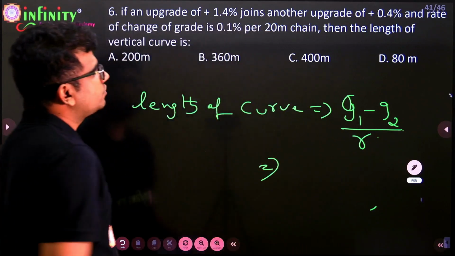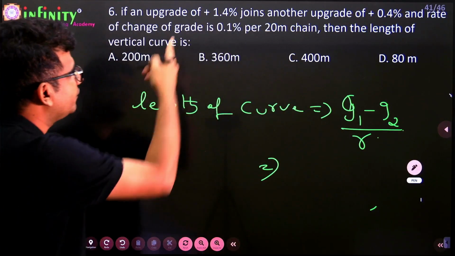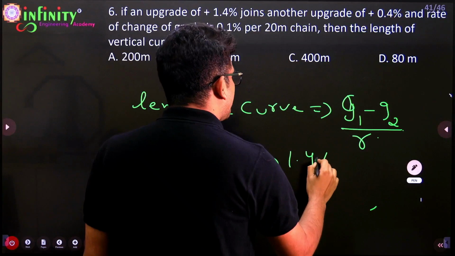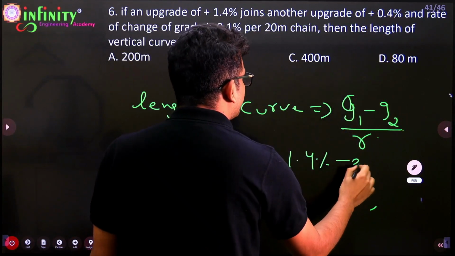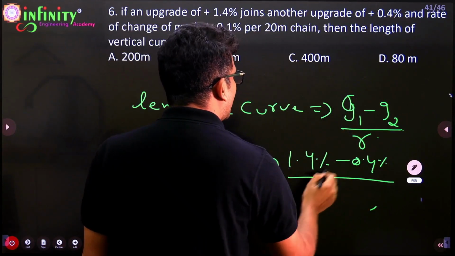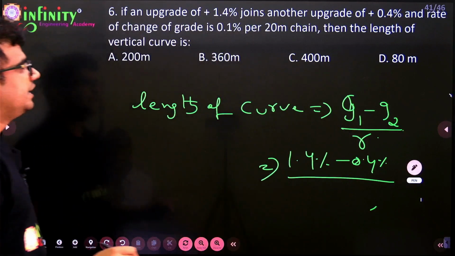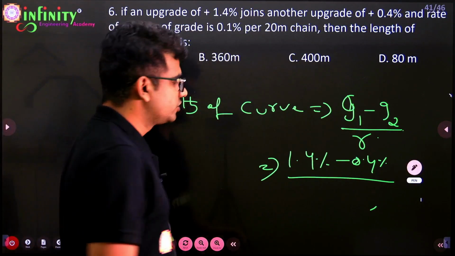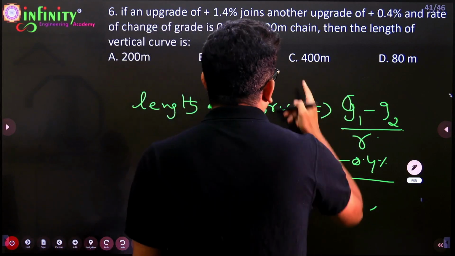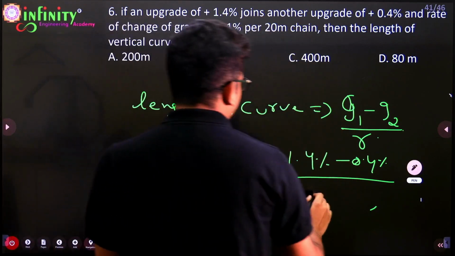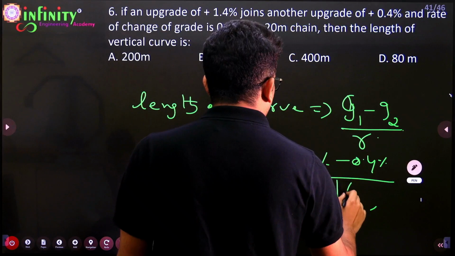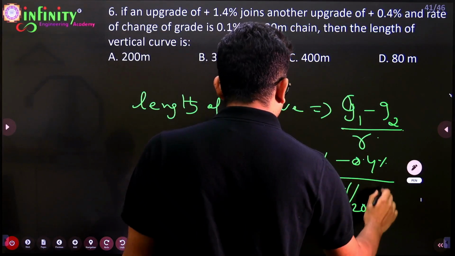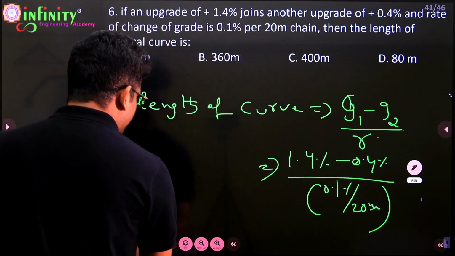So now in this case, G1 is gradient 1, which is 1.4%, minus G2, which is 0.4%, divided by R. R means rate of change of grade. So what is the rate of change of grade? 0.1% for 20 meters. So you can write it like 0.1% for 20 meters. So now do your calculation.